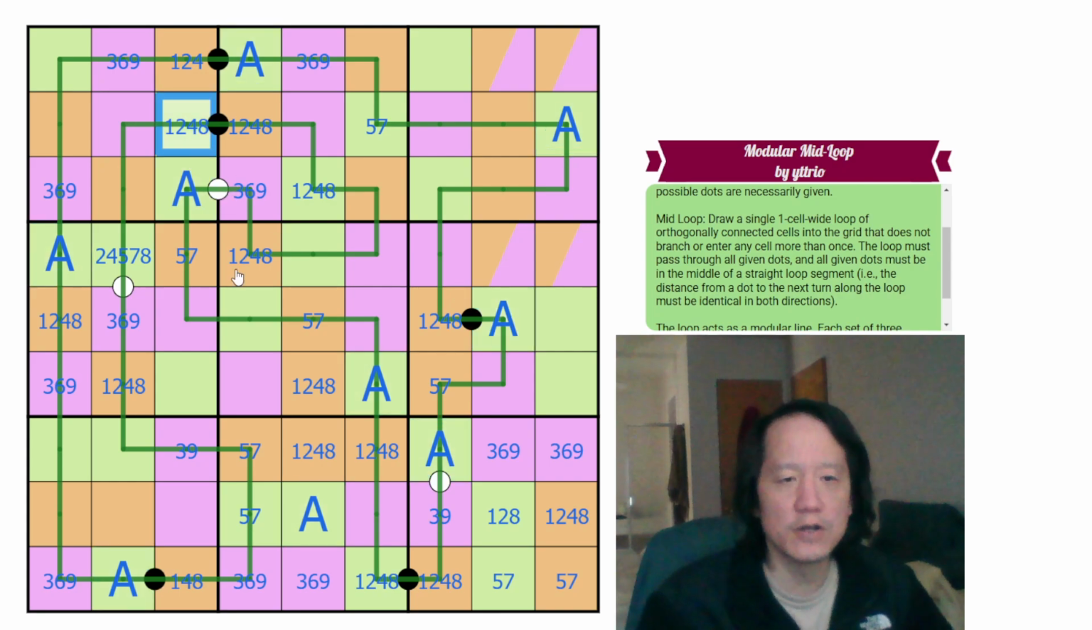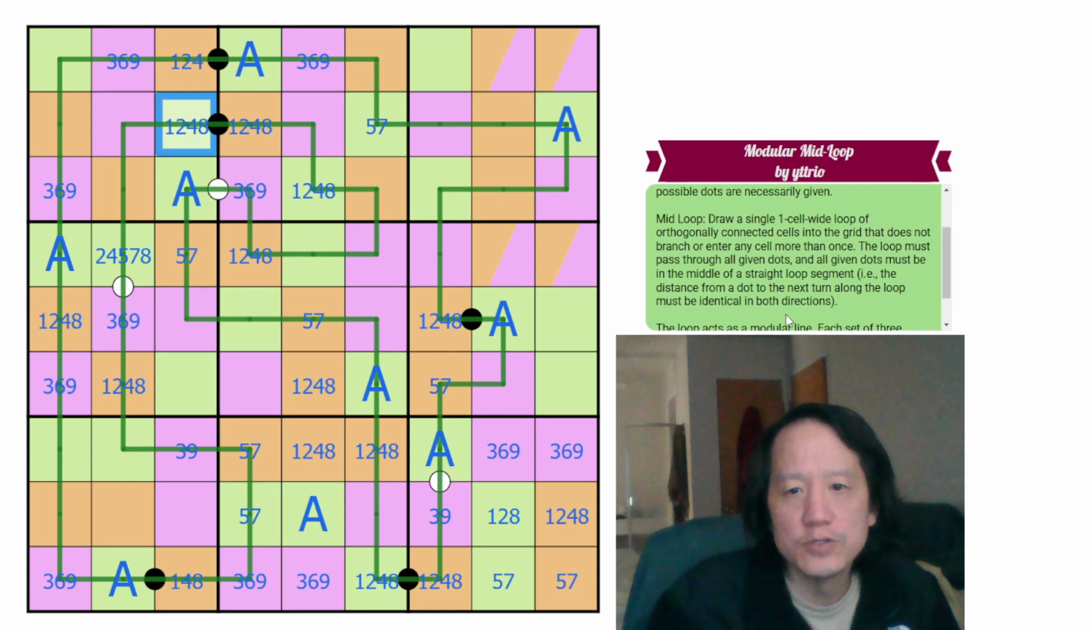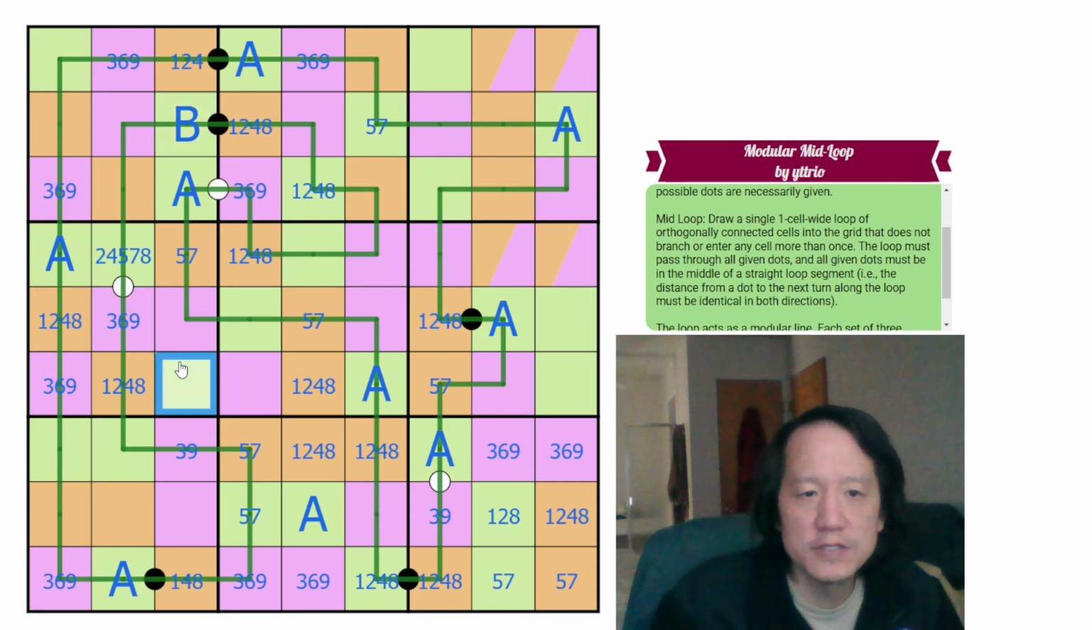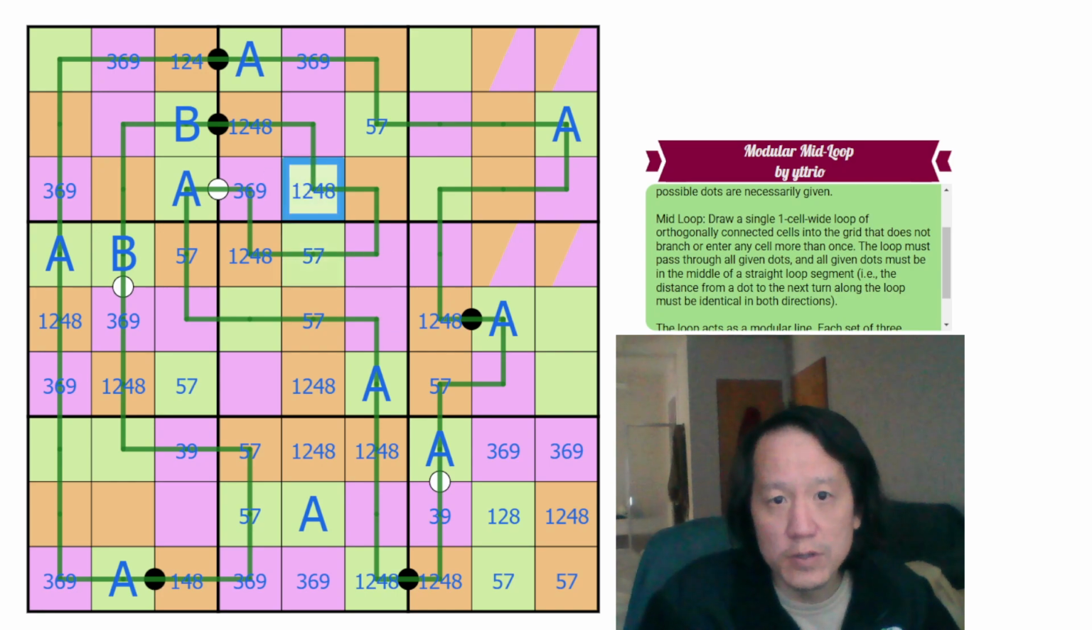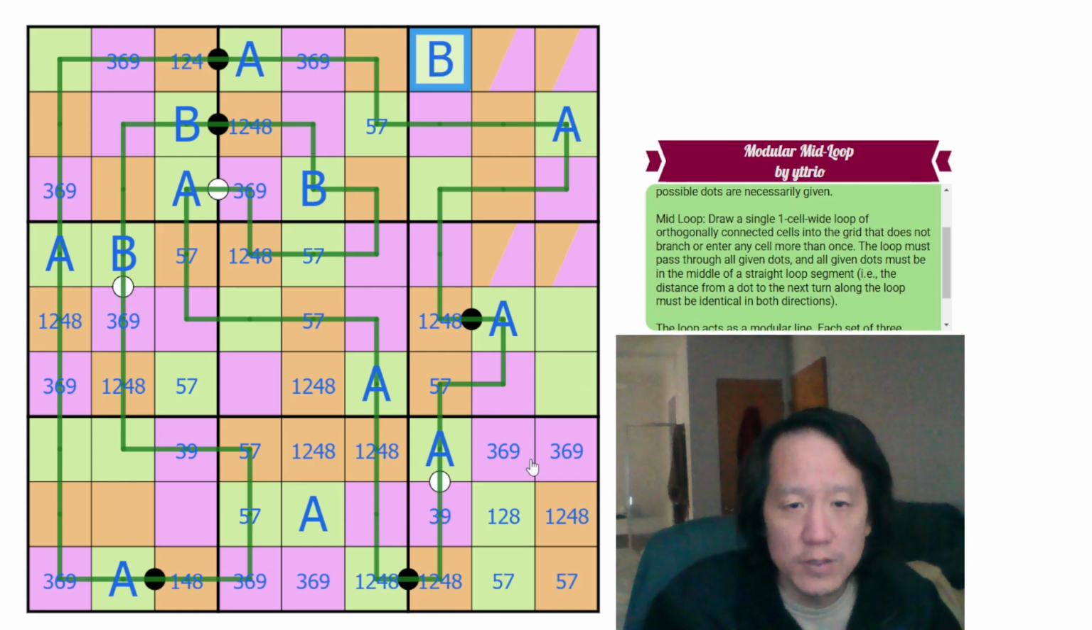And these are the corresponding B's, right? So this must be B, which means this can't be B. So therefore, this must be B also. Which makes this the 5 or 7. This can't be B, so this must be 5 or 7. This has to be the B, and therefore this has to be B, which makes this the B, which makes this B, right?